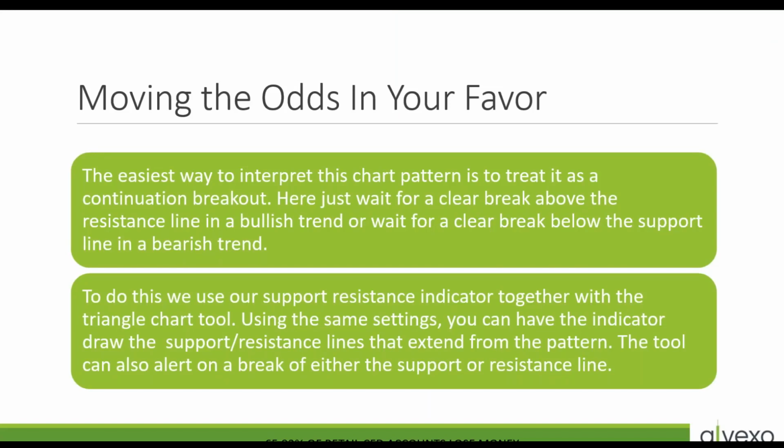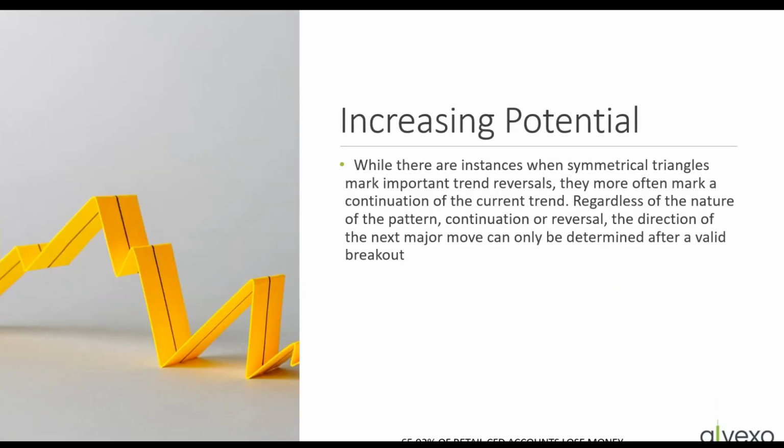The easiest way to interpret a chart pattern is to treat it as a breakout. You just wait for a clear break above the resistance. While there are instances when triangles mark important trend reversals, they more often mark a continuation of the current trend. Regardless of the nature of the pattern, continuation or reversal, the direction of the next move can only be determined after a valid breakout.